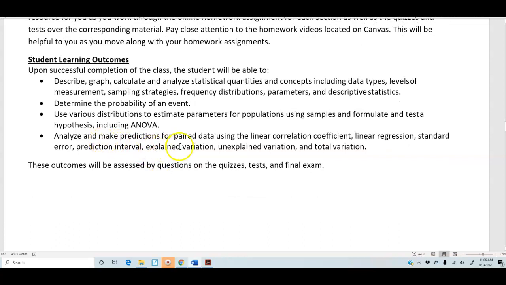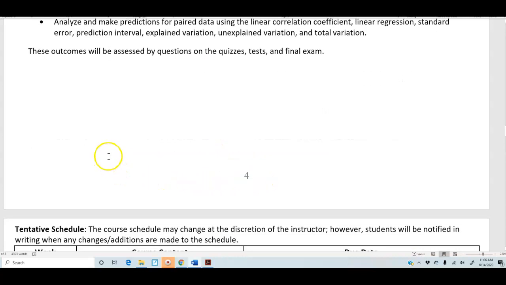And analyze and make predictions for paired data using the linear correlation coefficient, linear regression, standard error, prediction interval, explained variation, unexplained variation, and total variation. And these outcomes will be assessed by questions on the quizzes, tests, and final exam.